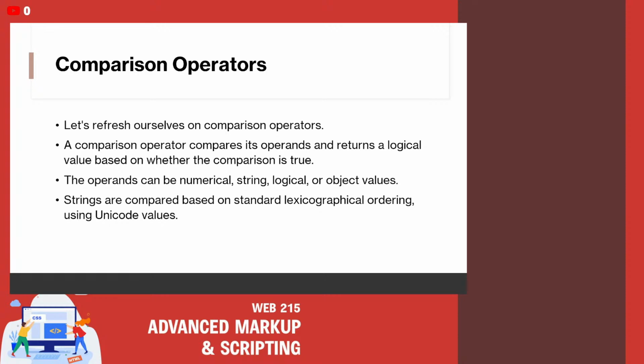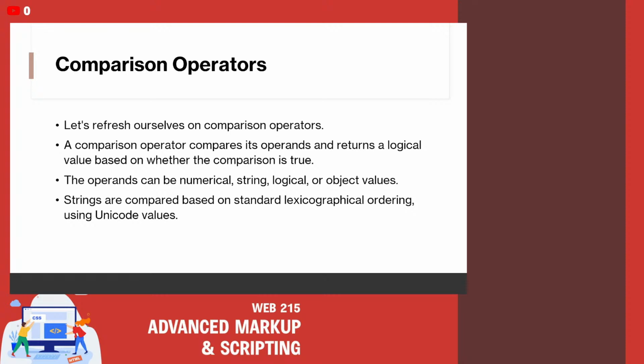There is another instance in JavaScript, which is a little bit weird, which we'll talk about in just a little bit, where something can return true or return false. But our operand values can be numerical, they can be strings, they can be logical, meaning Boolean values, true or false, or they can be object values.